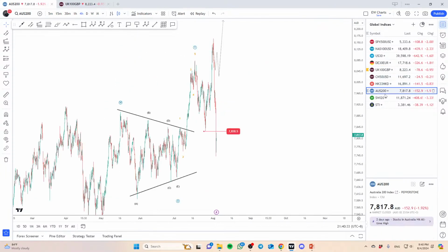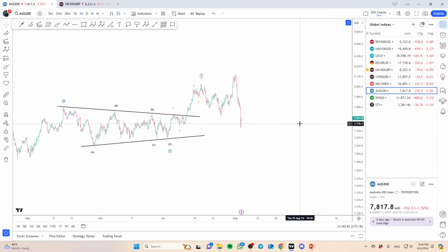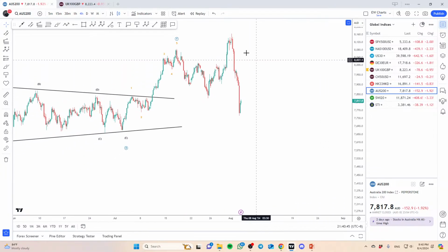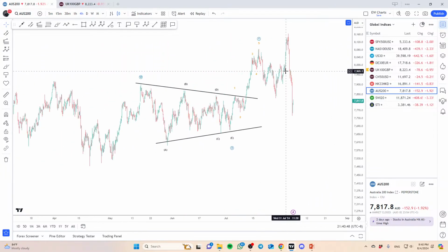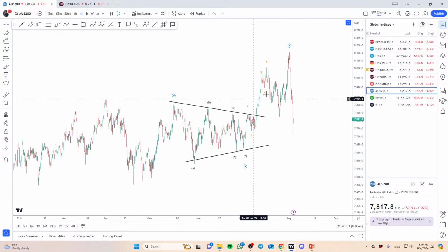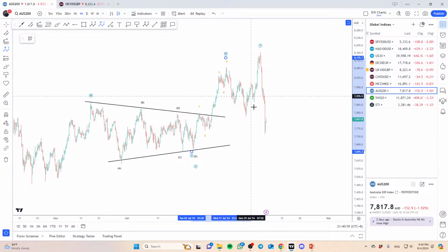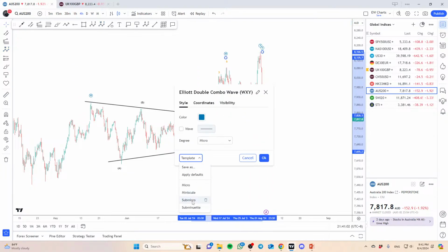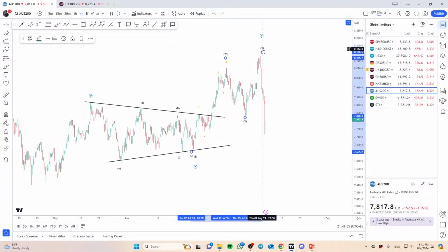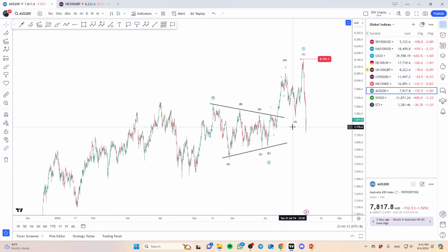The Aussie side of things has a major move down here as well. Yeah, this one, when you readjust, the internals of it would be this. Okay, so we did get a massive drop, very impulsive.